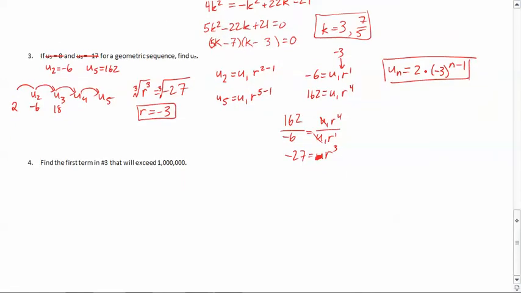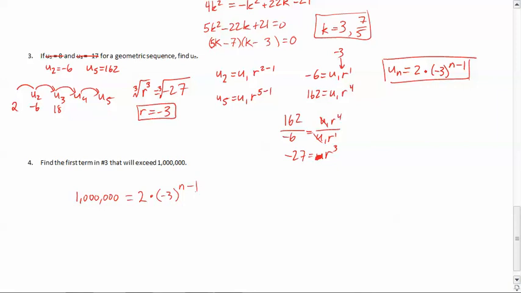Now the last one, find the first term in number 3 that will exceed 1 million. Okay, well now that we have a general term, we can find out where we're going to get that term that's 1 million. So we'll just put in 1 million for that. So we'll go 1 million equals 2 times negative 3 to the n minus 1. And so at this point, all you have to do is solve for n.